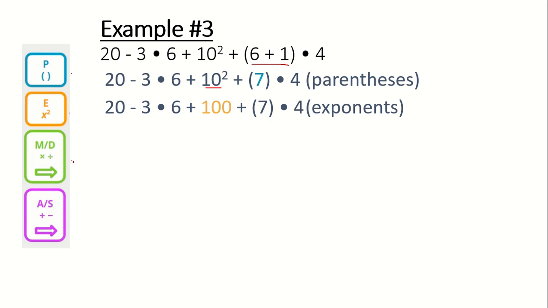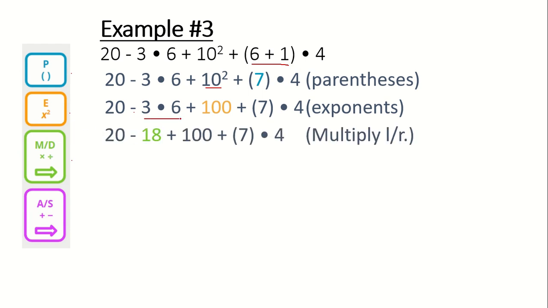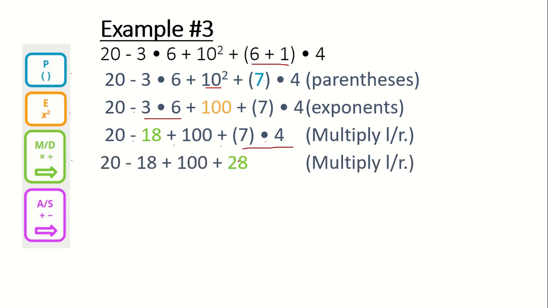Next is to deal with multiplication or division from left to right. This is subtraction. This is multiplication. So, 3 times 6 is 18. Then, subtraction, addition, multiplication. 7 times 4 is 28. Now, there's no more multiplication or division. So we now proceed to addition or subtraction from left to right.